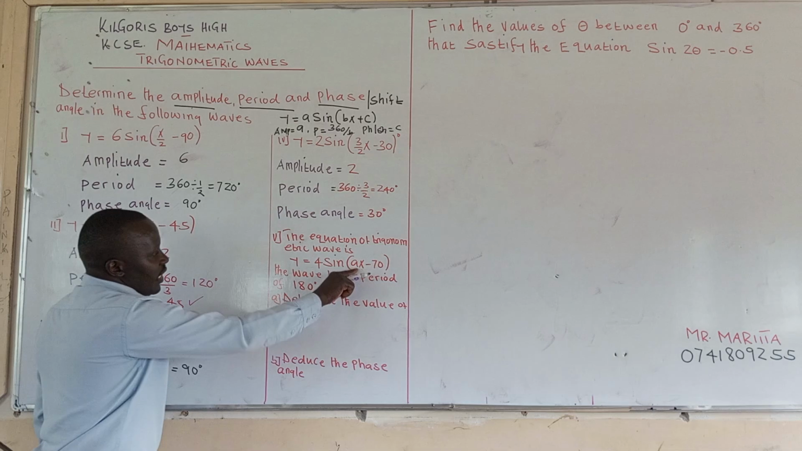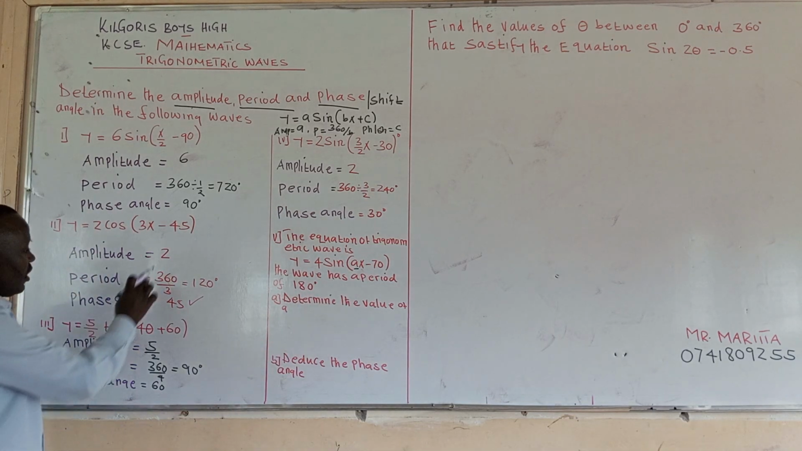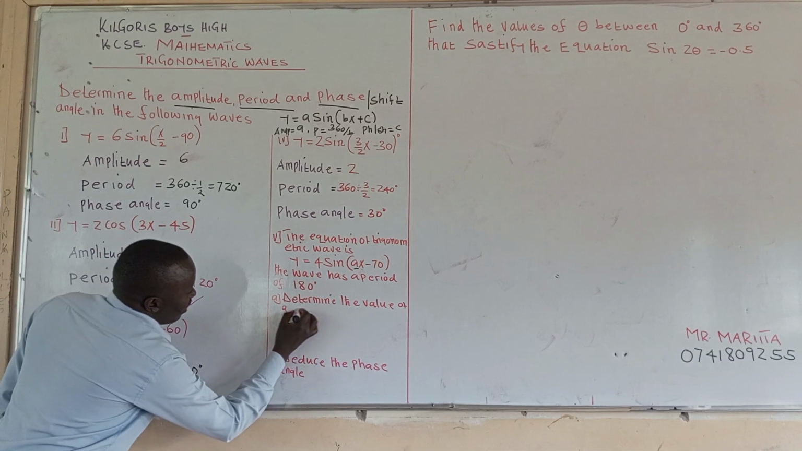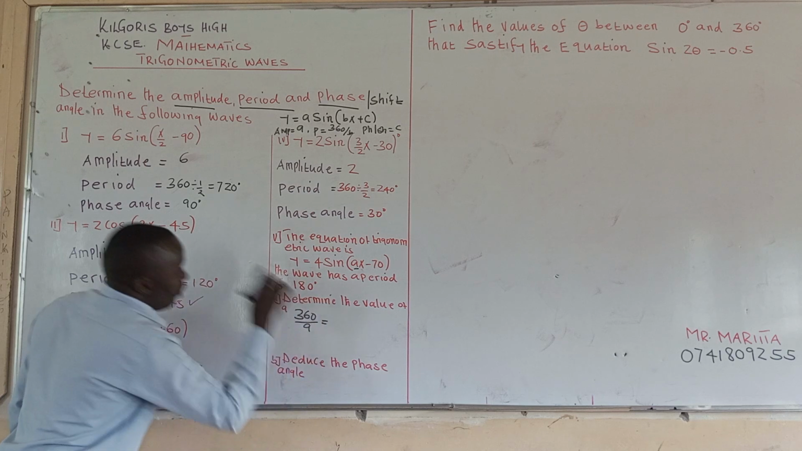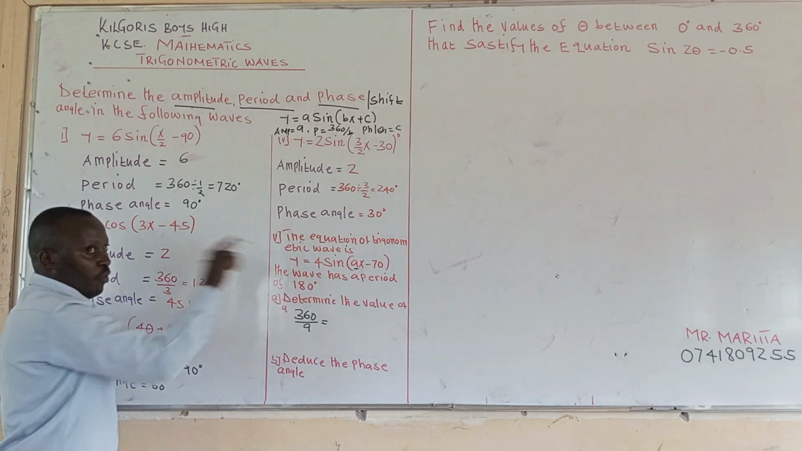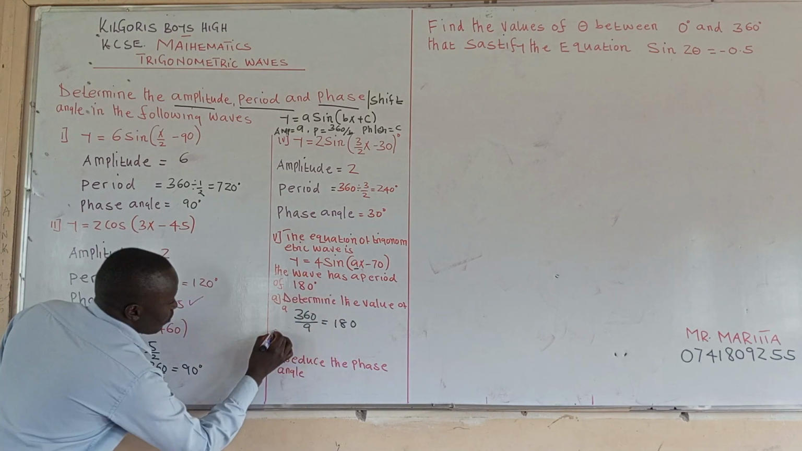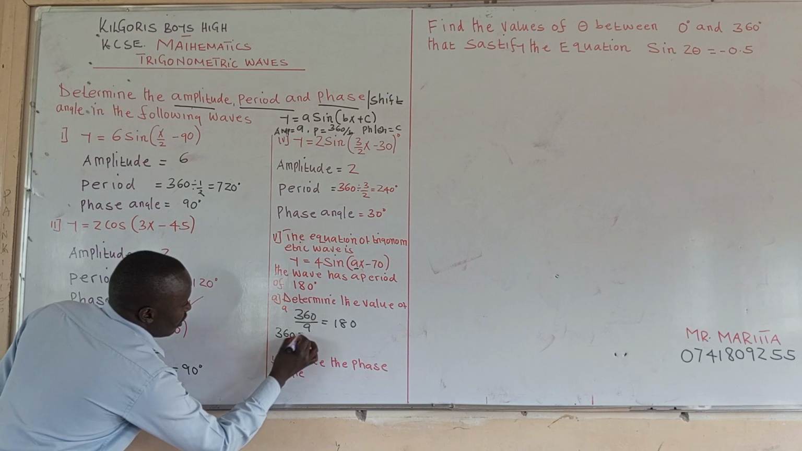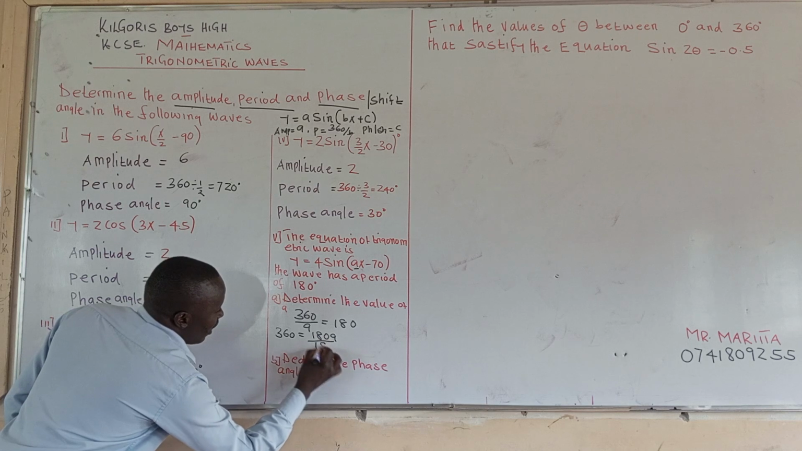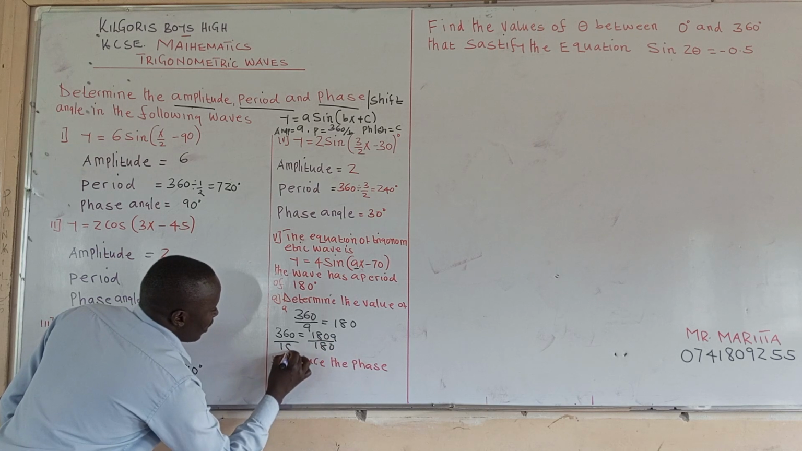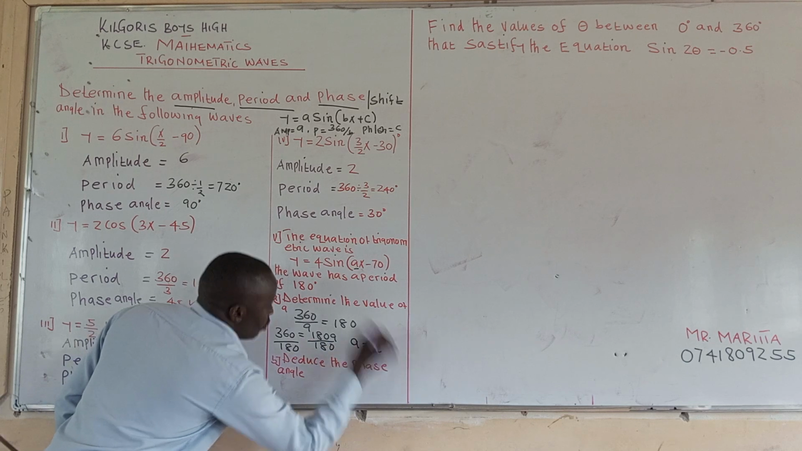The value of a here represents the period. And how do you get the period? The period is 360 divided by a, and the period we have been given, the wave has a period of 180. So we have 360 divided by a equals 180. Multiplying both sides by a, we have 360 equals 180a. You divide both by 180, so a in this case is equals to 2.